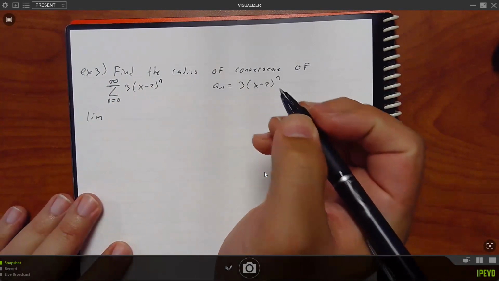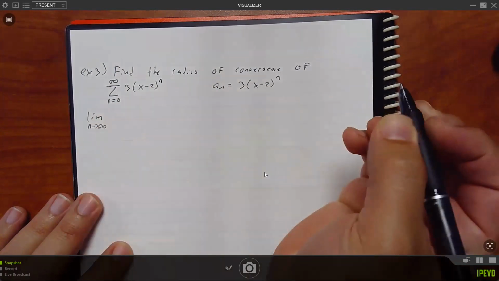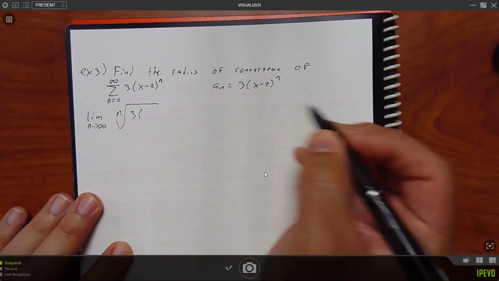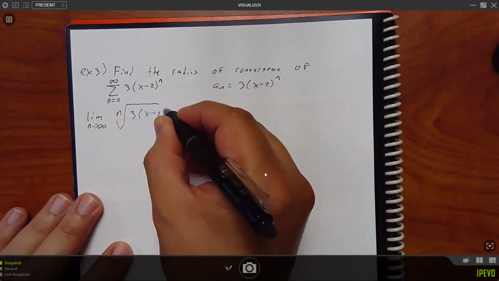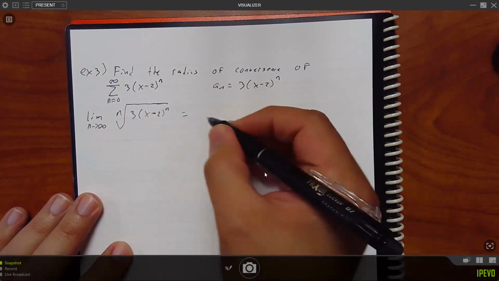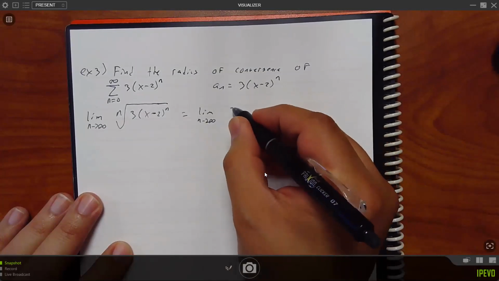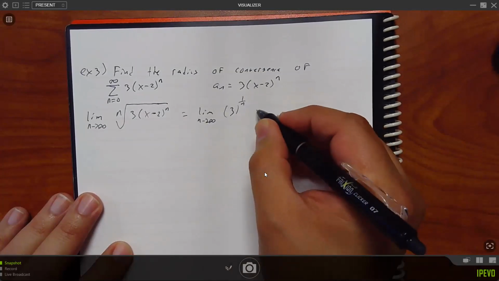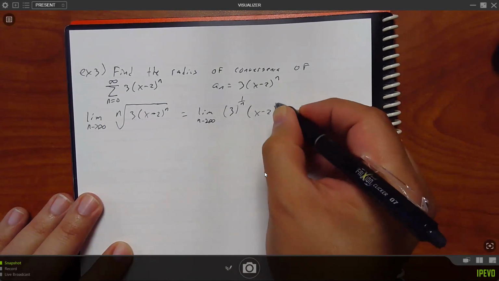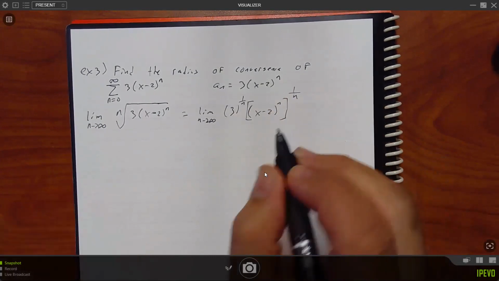The limit as n approaches infinity of the nth root of 3 times (x minus 2) to the n, which is equal to the limit as n approaches infinity of 3 to the 1 over n. If I change the root to a power, you would have to apply it to each part though, right? So I skipped 2 steps there. Is that cool? Now there's steps.